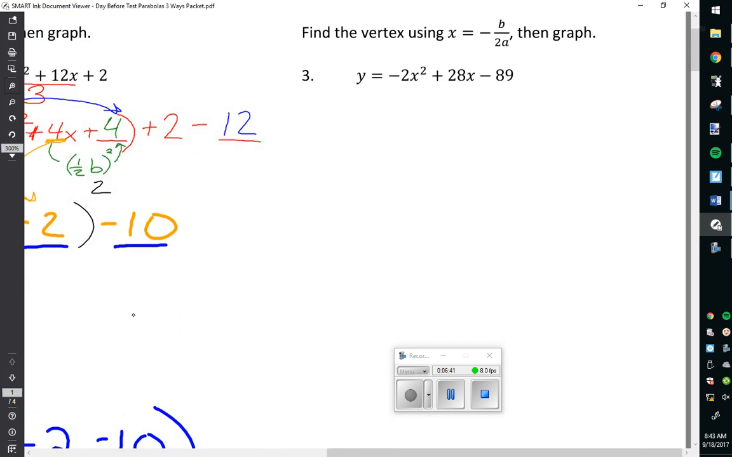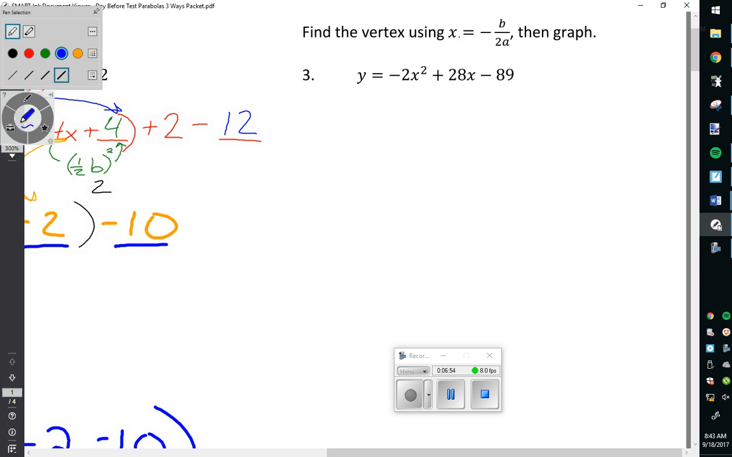Number 3 says find the vertex using -b over 2a and then graph it. Okay, we're finding the vertex using -b over 2a. So to find my x value, it's telling me I got to use that. We can identify our A, B, and C first. Alexis, what do you think my A value is going to be here? -2, good. My B value? 28. And my C? Wonderful. That's her A, B, and C.